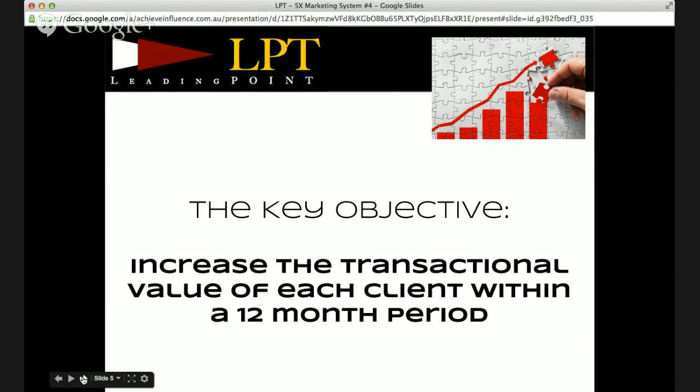So the key objective of what a profit increase is supposed to achieve for you is to increase the transactional value of each client within a 12-month period. The reason I've focused on the transactional value of each client is purely because you need to see how this links into the context of what your business model needs to contain where developing sales, which is obviously a natural progression out of building your pipeline, is concerned.